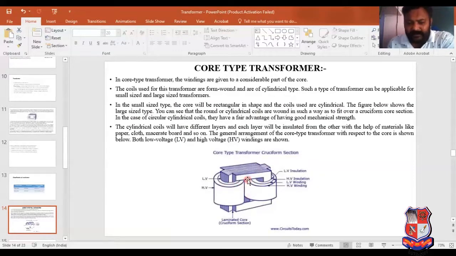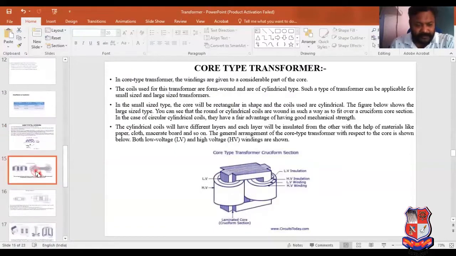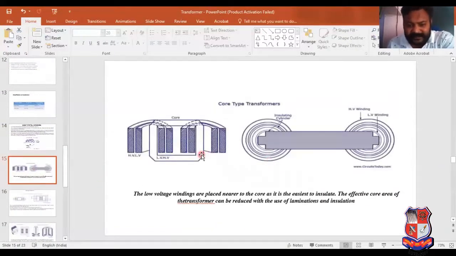These are cores of 0.3 mm to 0.5 mm laminated silicon steel type, to reduce the eddy current losses. Now going further, this is the cut sectional view of your core type transformer. And this is the top section view.